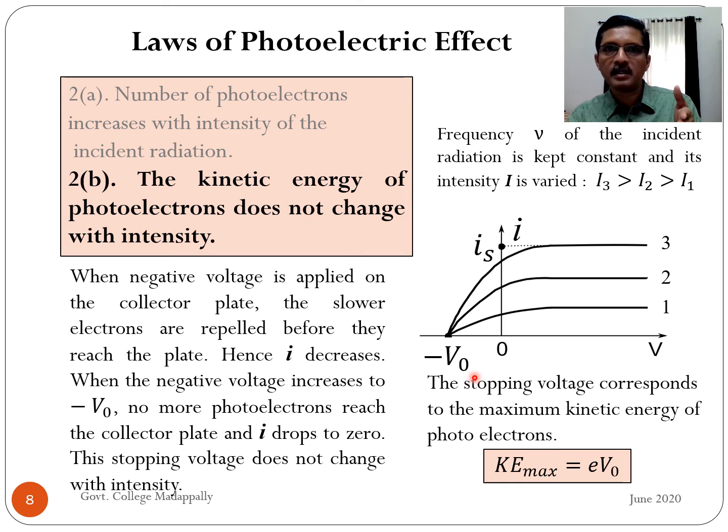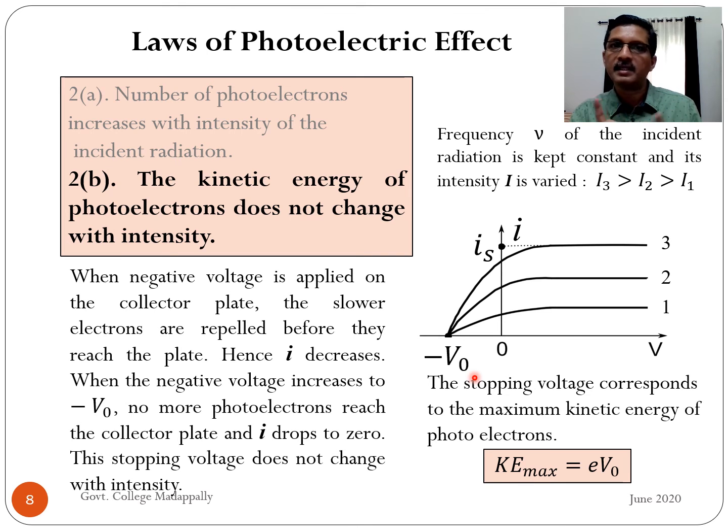You increase this negative voltage: minus 2, minus 3, etc. And when it reaches minus 4, what happens? Even those electrons which are emitted with a maximum kinetic energy of 4 electron volt, by the time they reach the collector plate, their kinetic energy reduces to 0. Okay, so the change in kinetic energy of a charged particle when it is moved through a potential difference of V volts is Q times V.